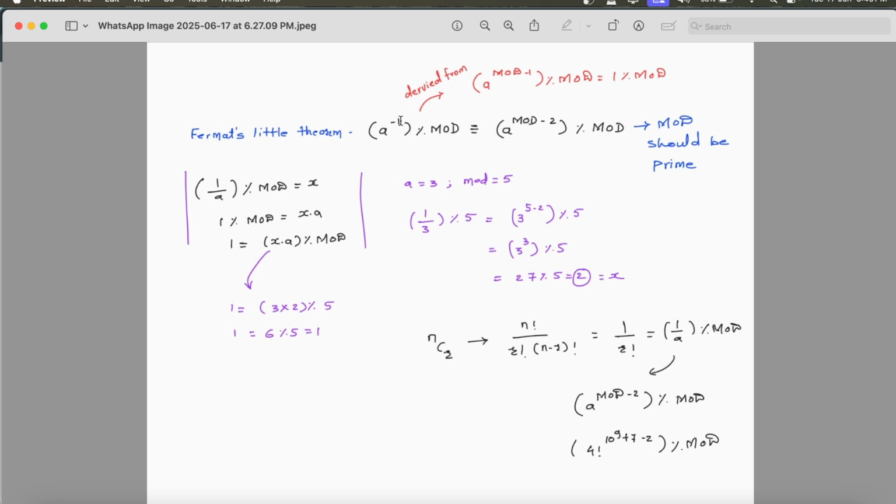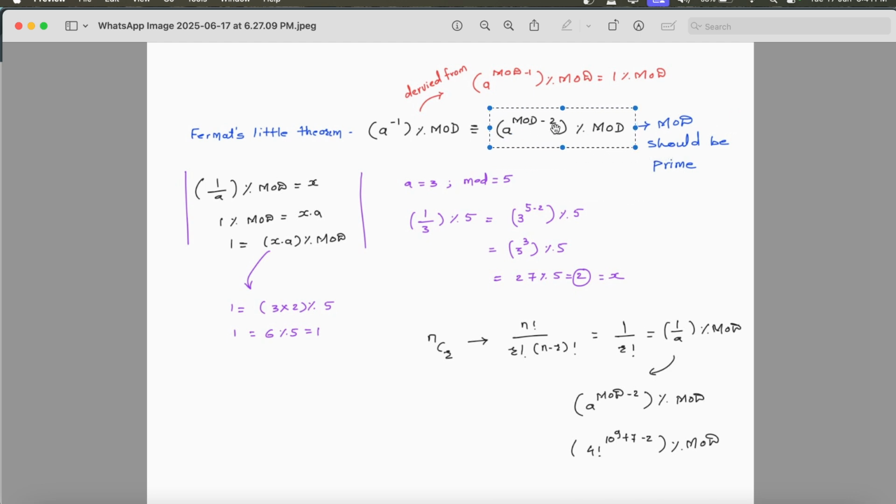So if we want to get the inverse of a number modulo mod, this is basically equal to a to the power of mod minus 2, again modulo mod. The mod value that we are looking at should be a prime number. Yes, it was derived from its original formula, and we can get it this way. So to get the inverse of any number modulo mod, the mod should be a prime number, and we have to apply this formula.